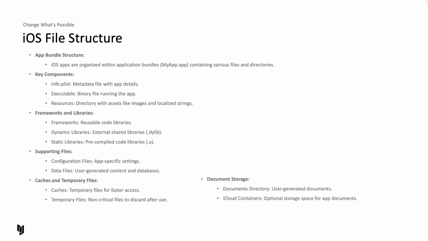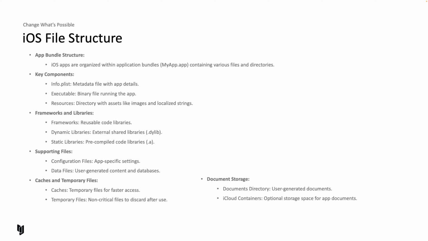Some of those key components are the Info.plist, which has a lot of configuration stuff. There's potentially hard-coded information in there, so it's always good to look at. You have the executable, which is the binary that's actually running the app, which is a great starting point when you're into reverse engineering. You have the resources directory, which has assets like images and localized strings. Then you've got your frameworks and libraries, reusable code libraries. You have dynamic libraries and static libraries. Those are always good to look at as part of analysis, though probably not as important for reverse engineering, depending on what you're trying to do. That executable is really where you want to focus a lot of your time.